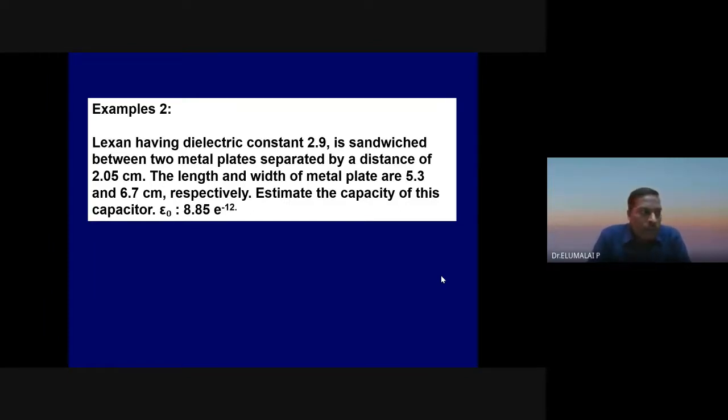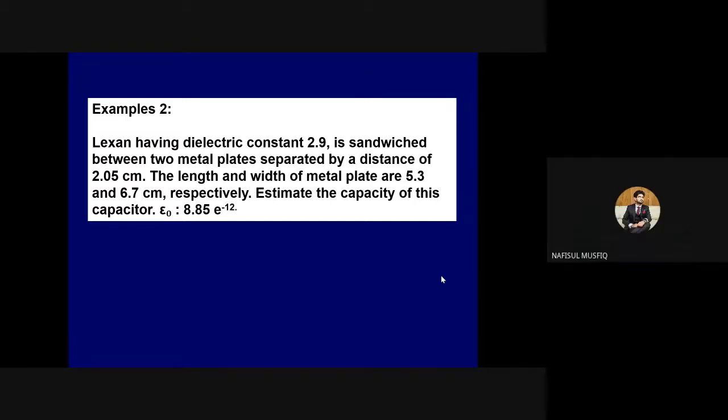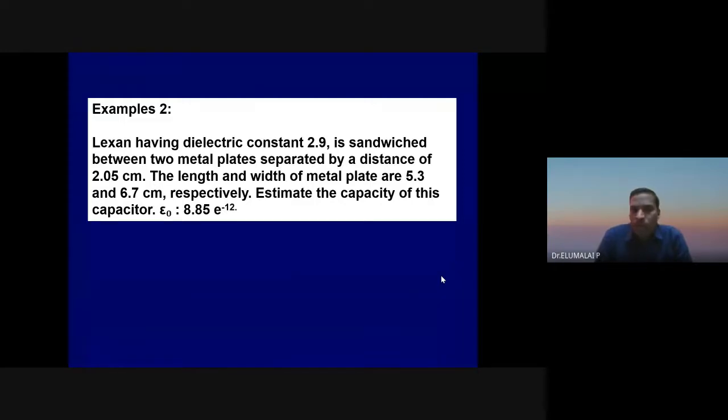Some number, anybody got? So 4.4 picofarad. Yes, almost similar. The only difference is a 2.9 dielectric constant is given, and the area is, instead of 100 centimeter square, roughly about 30 centimeter square. So eventually the capacitance will be near to that of the previous problem.